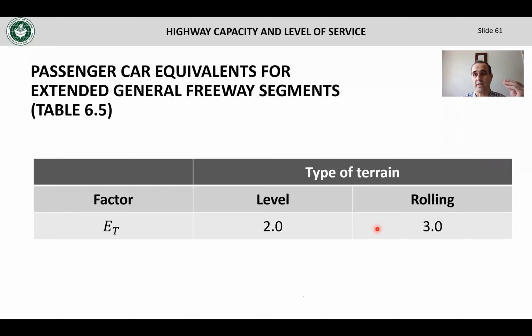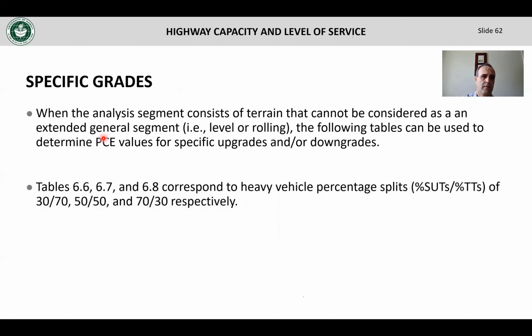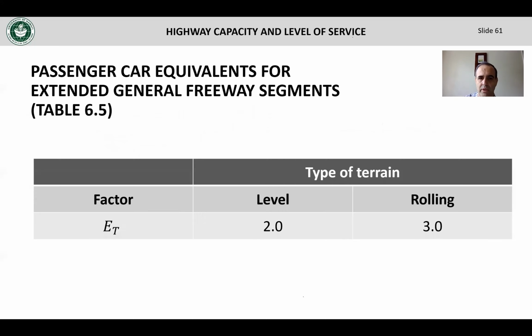It doesn't matter whether it's a single unit truck or a tractor trailer truck. And you can see those trucks are not the same, but for this type of analysis, since it doesn't affect the speed much, that's Highway Capacity Manual data, right? So it tells you to do either 2 or 3. Those are the factors you use. And that's given in table 6.5. When you have specific grades, then you have different tables to figure out what the passenger car equivalents are. So sometimes you're going to see I call it PCE, or sometimes I will be calling it ET.